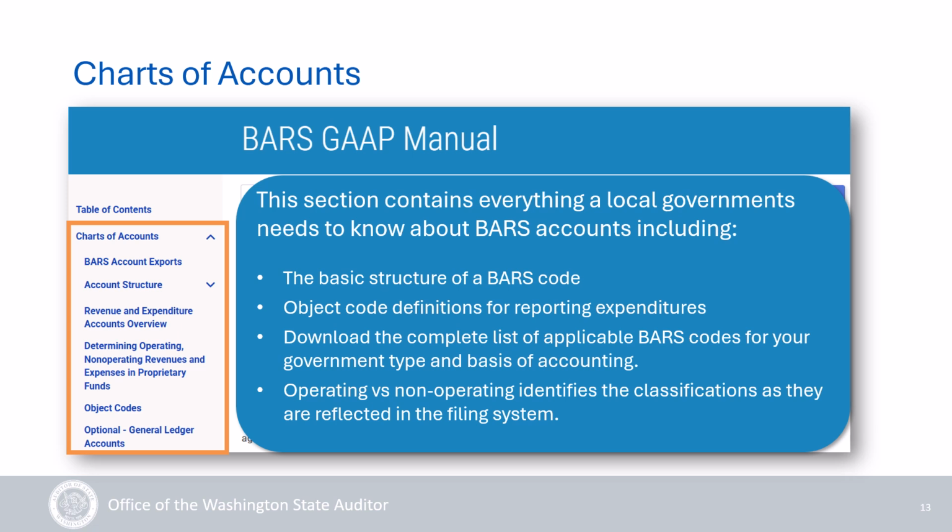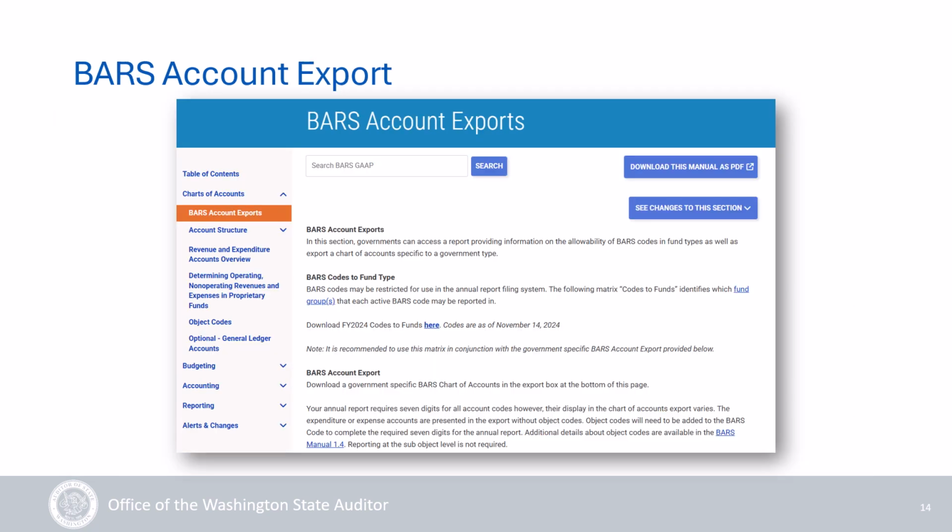Other things you can find here: guidance on the basic structure of a BARS code, the applicability of those codes, what the different categories of codes are, revenue sources, expenditure functions, etc. For those GAAP governments that report proprietary activity, you can also find guidance on determining non-operating and operating revenues and expenses, and this includes a matrix that identifies the classifications as they are reflected in the filing system.